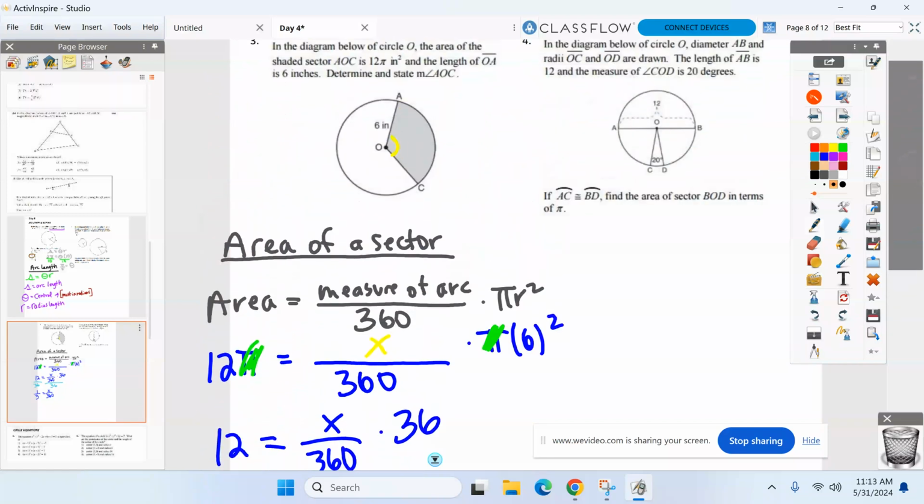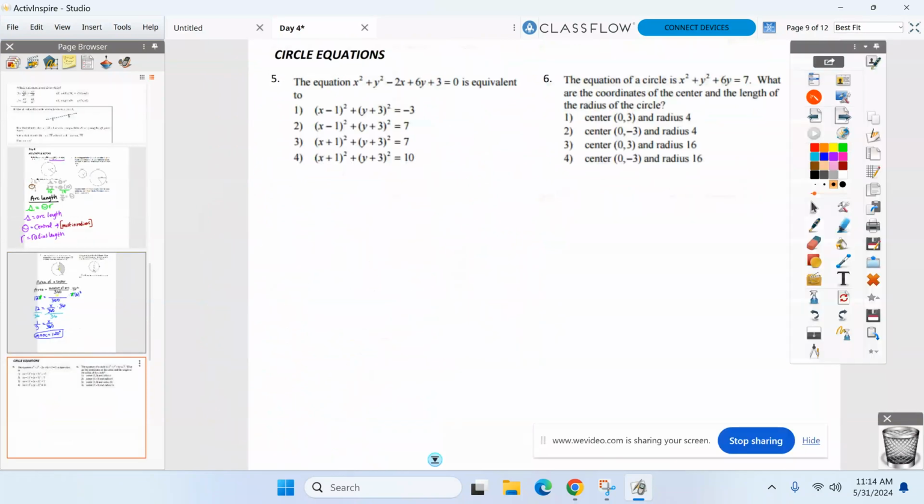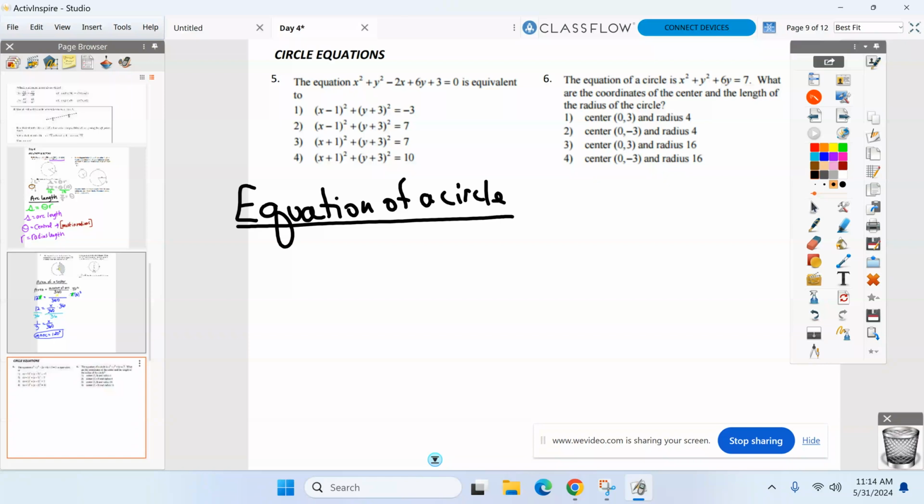Okay, so there's area of a sector. Well, we stay in the whole circle family and talk about the equation of a circle now. That's going to come up somewhere. So let's first talk about, we're on number 5, sorry, equation of a circle. This is going to come up.